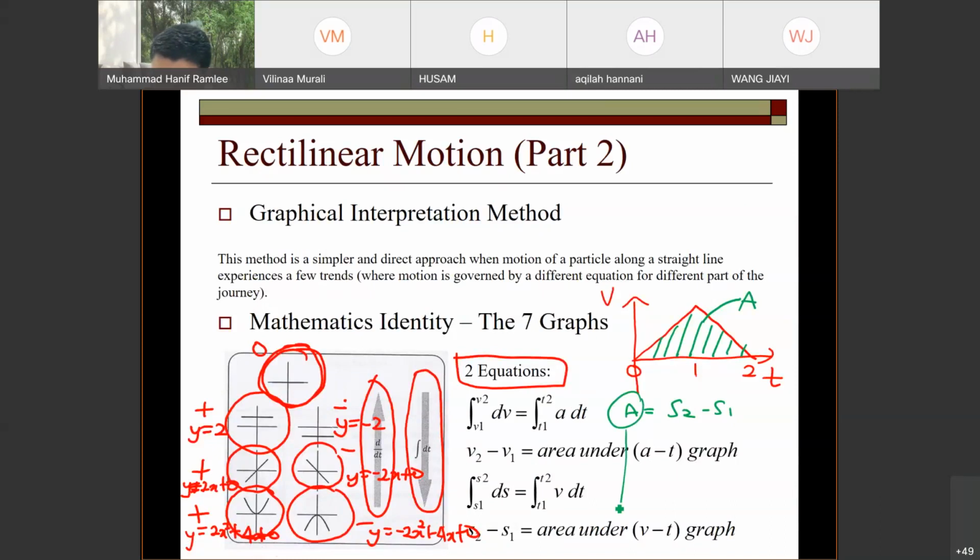So the same goes for this equation, where T1 is 0, T2 is 2, like that. So you will get S2 minus S1. Normally, one of the displacements, either S2 or S1, will be given in the question. We will go further and see the example later on. So this is the area under the graph.